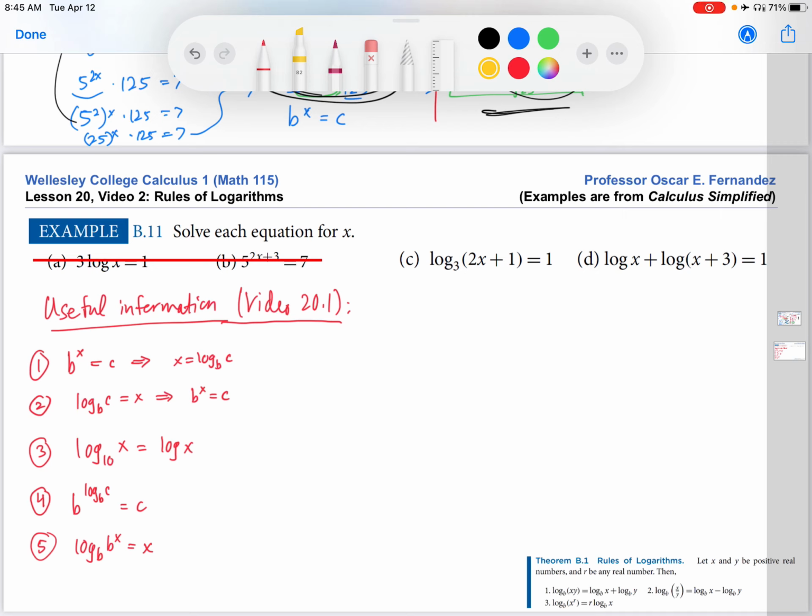Hi, this is Professor Fernandez, and this is video 2 in lesson 20. We're talking here about the rules of logarithms, and I'm going to finish this example that I started in video 20.1 from Calculus Simplified.